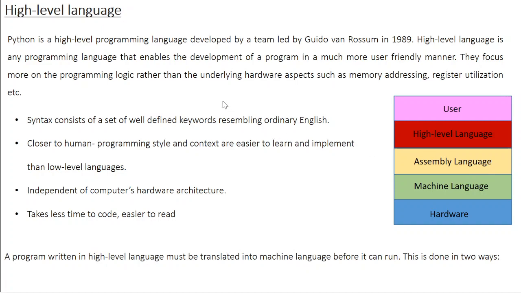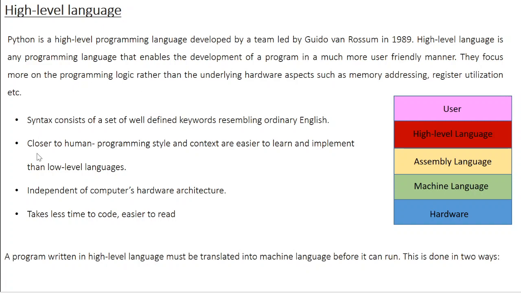Now, what are the aspects of high-level language? The syntax of high-level language consists of a set of well-defined keywords resembling ordinary English. So if you take any high-level language like C, C++, Java, or even Python, most of the keywords are English words, like you will see print, input, output, add, subtract, multiply, maximum, minimum. So all these are keywords which are very similar to English.